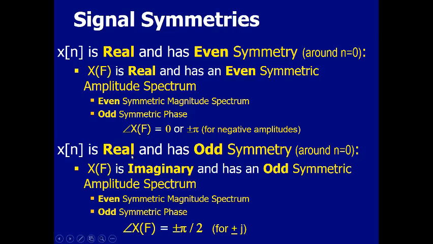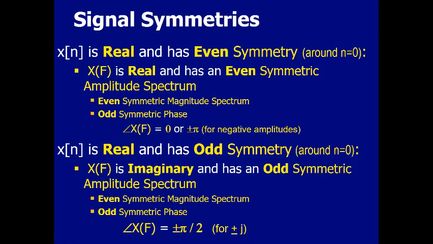Similarly, if x of n is a real valued function in the time domain but has odd symmetry around index n equals 0, then its discrete time Fourier transform is purely imaginary, has no real parts. And if we plotted that versus frequency, we would get an odd symmetric amplitude spectrum.